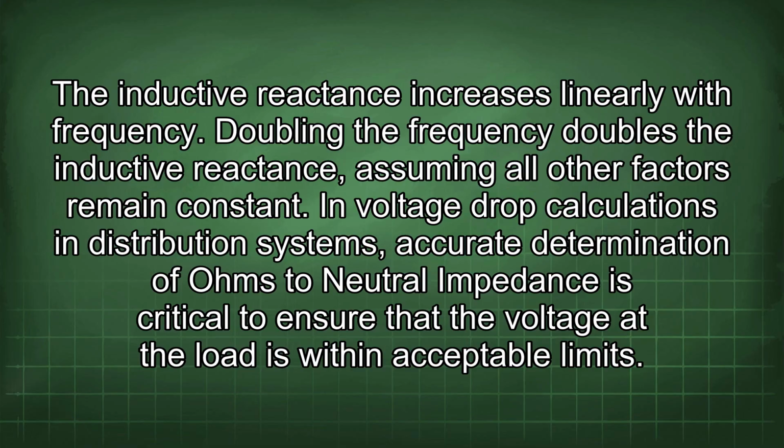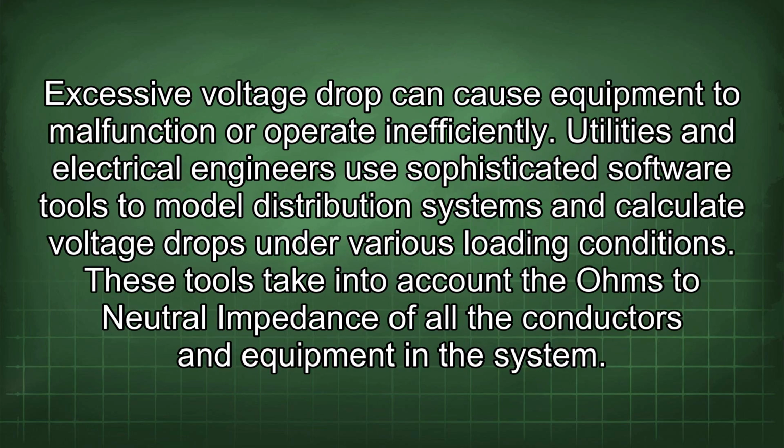In voltage drop calculations in distribution systems, accurate determination of ohms to neutral impedance is critical to ensure that the voltage at the load is within acceptable limits. Excessive voltage drop can cause equipment to malfunction or operate inefficiently. Utilities and electrical engineers use sophisticated software tools to model distribution systems and calculate voltage drops under various loading conditions. These tools take into account the ohms to neutral impedance of all the conductors and equipment in the system.